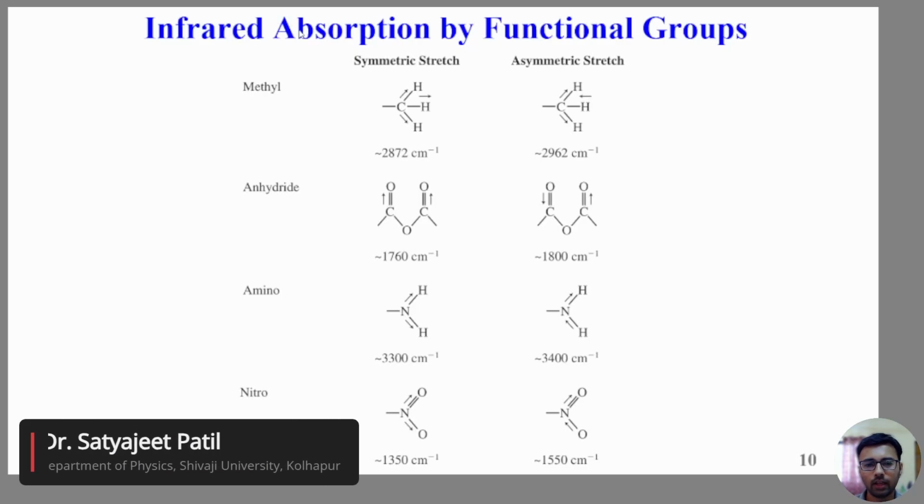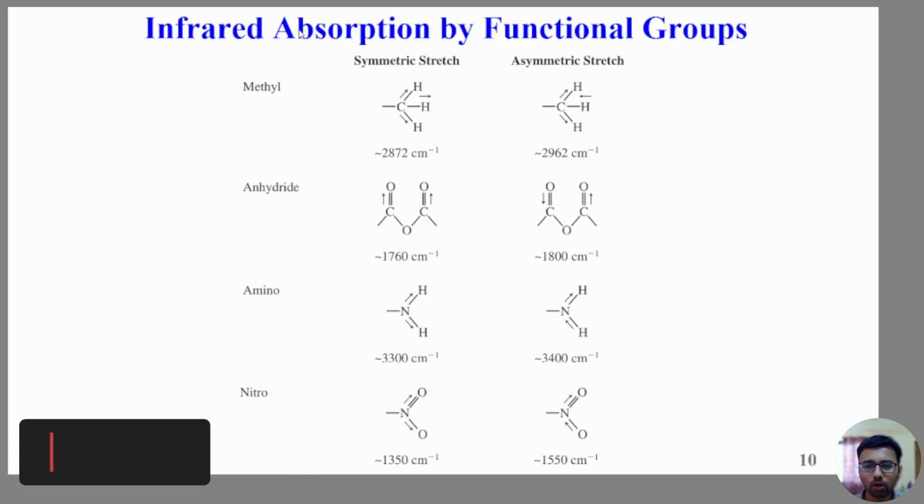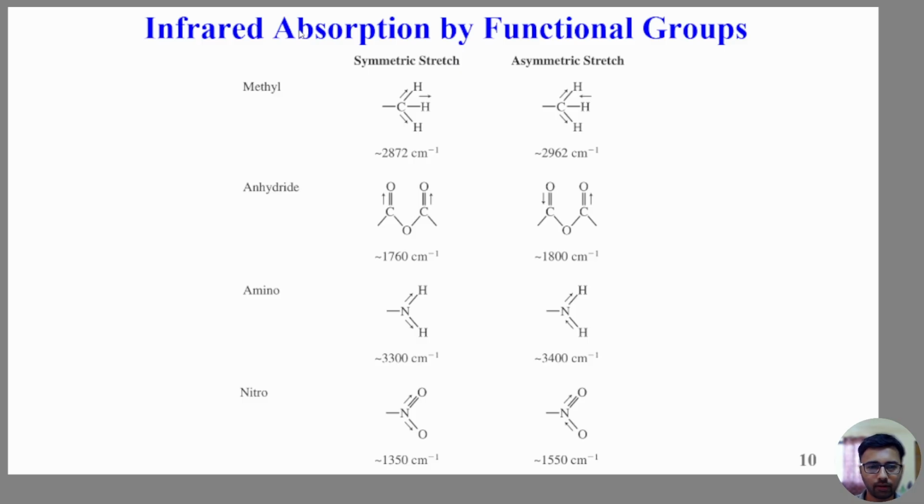Welcome back. In our previous lecture, we explored the physical movements of molecules. We discussed how chemical bonds vibrate through stretching and bending motions, and how these motions absorb infrared radiation. But now we will take the next step. Today, we will connect those vibrational motions to specific functional groups. In other words, we will learn how the vibrations of different chemical groups create unique spectroscopic signatures.